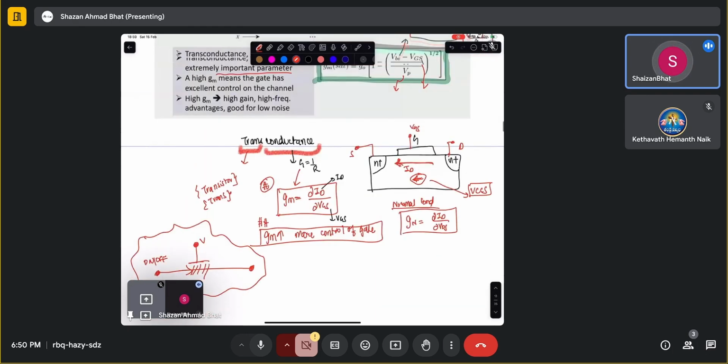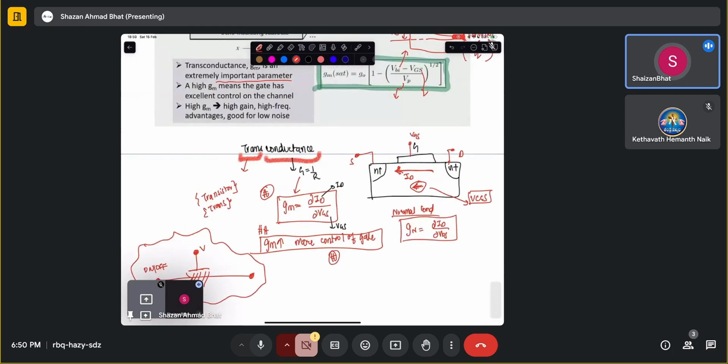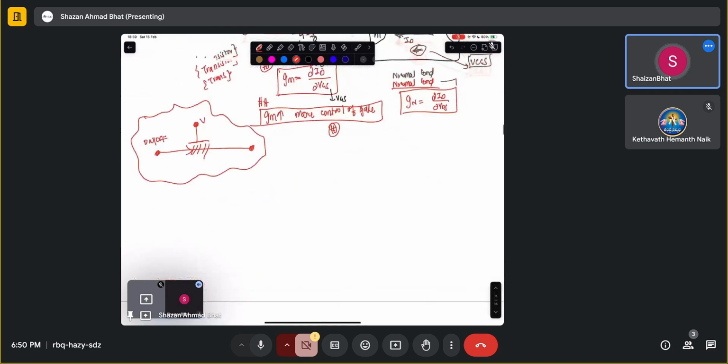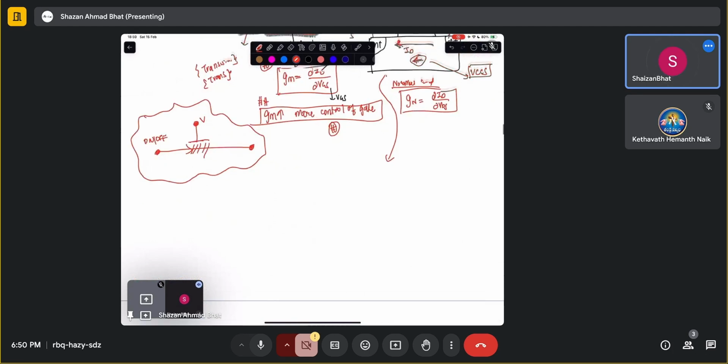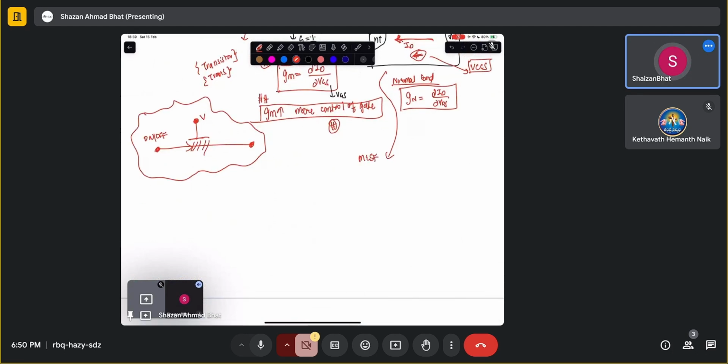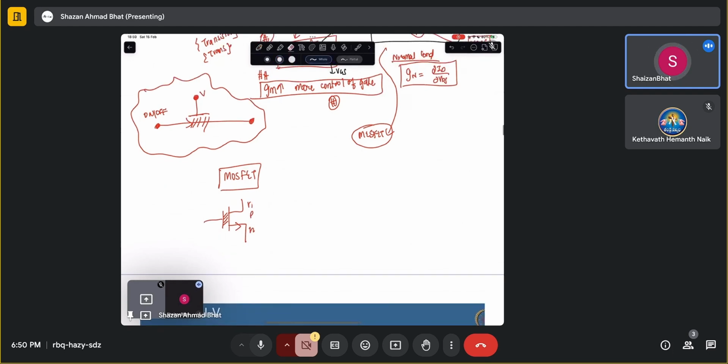So high transconductance means better control of the gate, and it will give us high gain as well as high frequency. What is high gain and high frequency? If you have a MESFET like this, and a MESFET may be denoted something like this, not this. This is a MOSFET. A MOSFET looks something like this. This is the oxide side. Let's say this is NPN. This is source, this is channel, this is drain.